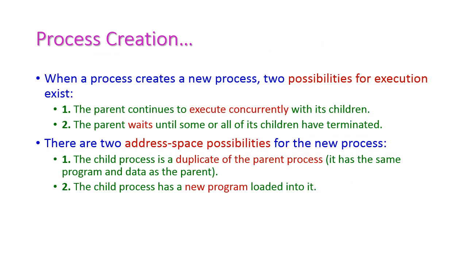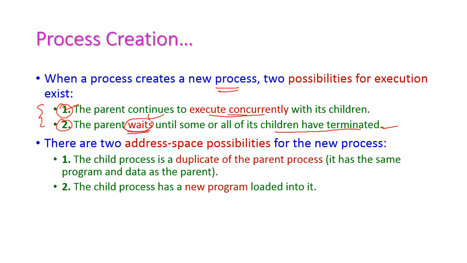When a parent creates a new process, the possibilities of execution are: first, the parent and child can execute concurrently; or second, the parent will wait until the children complete their execution and terminate. Up to that point the parent should wait. So these two are the execution possibilities of parent and children.